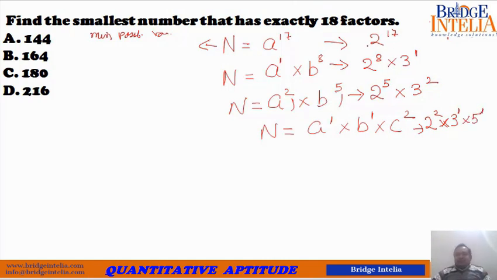2 to the power 17, this. Out of this 4, which is the smallest? This is obviously quite large. This is very large. This is also too large. 2 to the power 8. So 2 to the power 8 is equal to 512. 512 into 3. So that is 1536. What about this? 2 to the power 5, 32. So 32 into 9. So that is equal to 288.